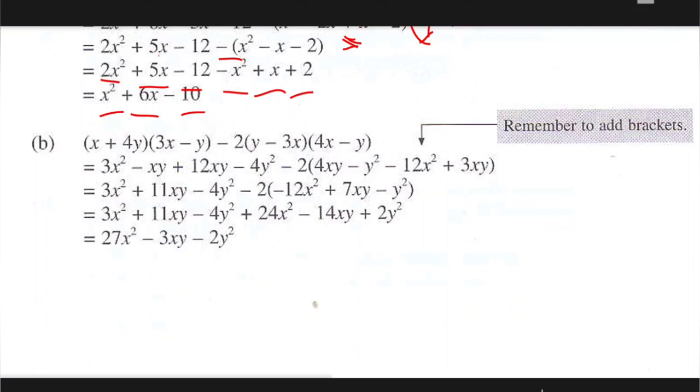Now the rule is to bring the first term and multiply it by the two terms in the left-hand expression. x times 3x gives 3x squared, x times -y gives -xy. Then +4y multiplied by 3x gives +12xy. Then +4y multiplied by -y gives -4y squared.